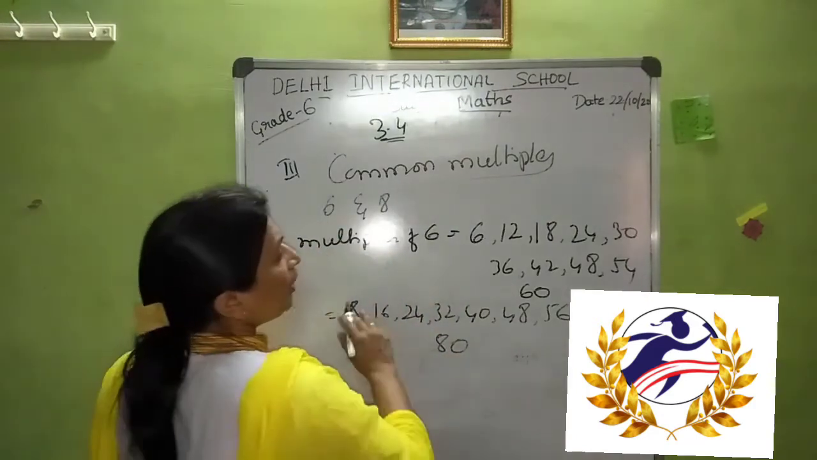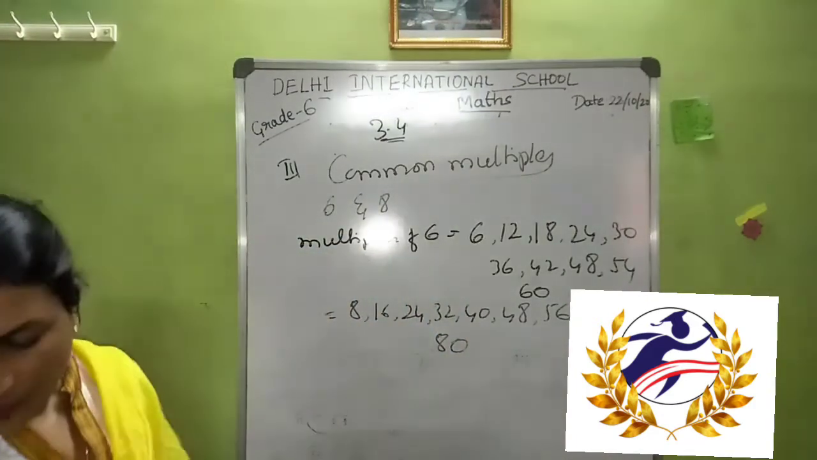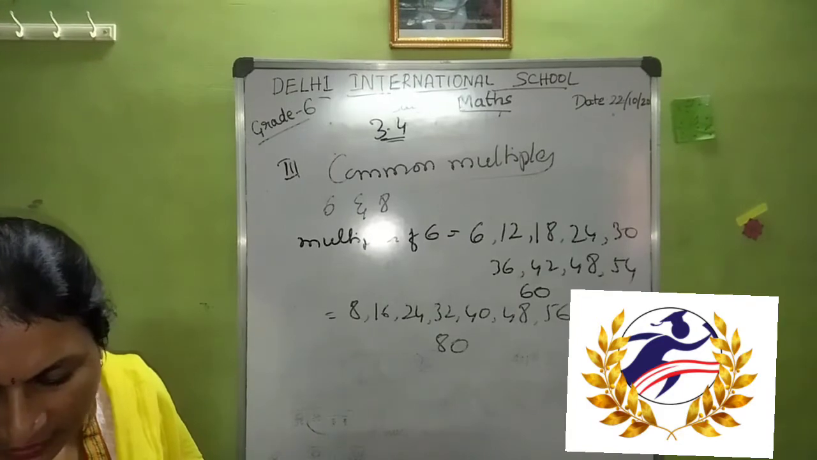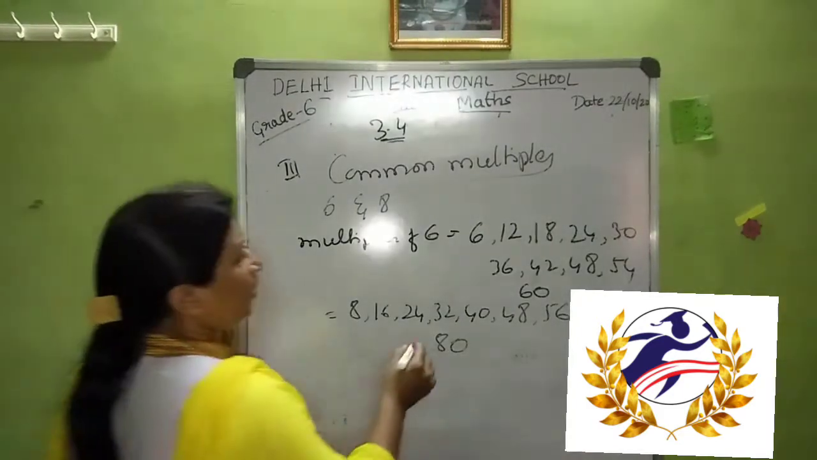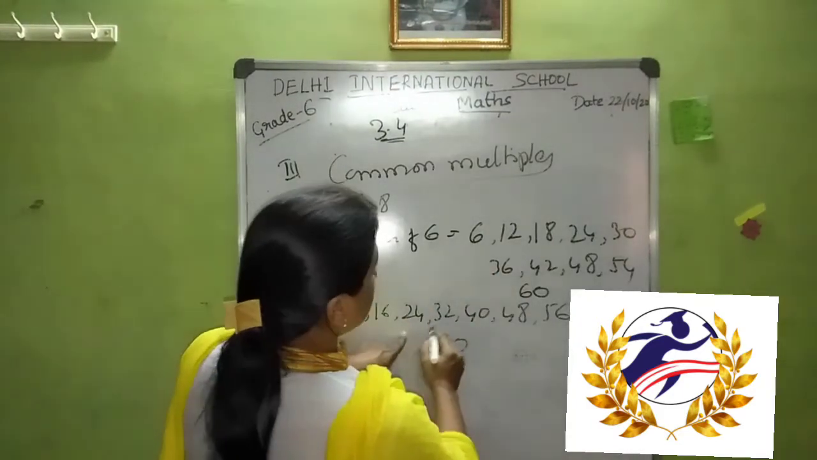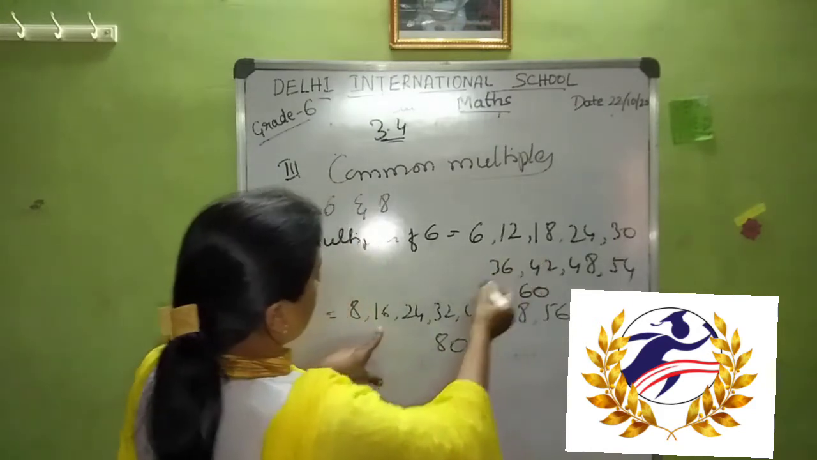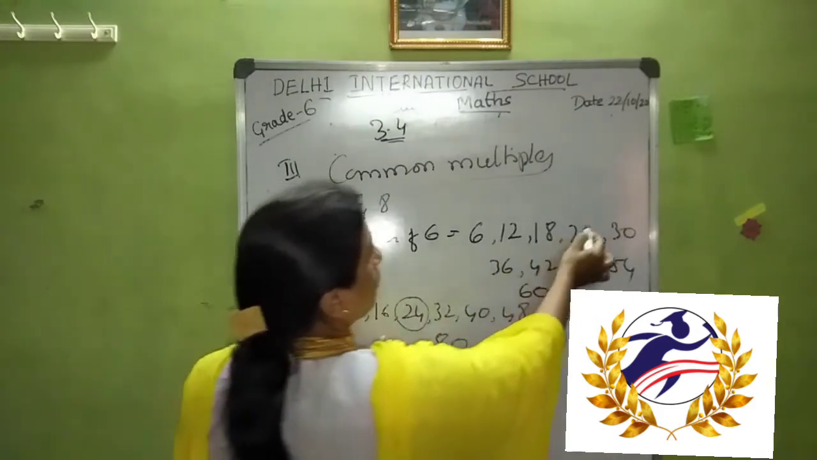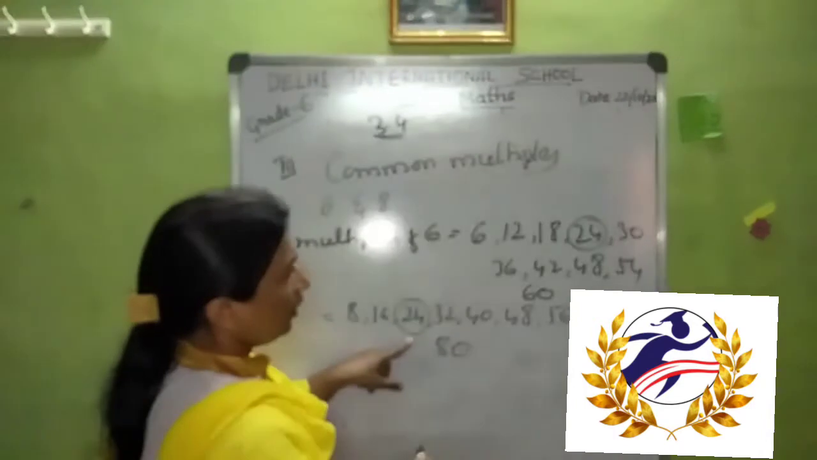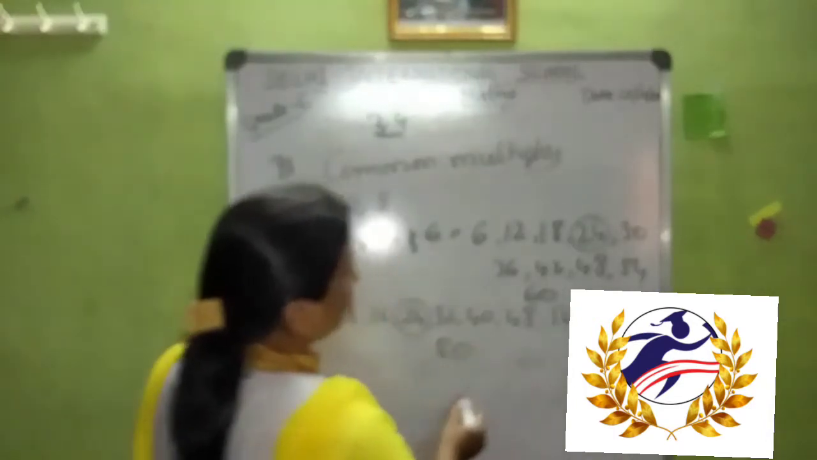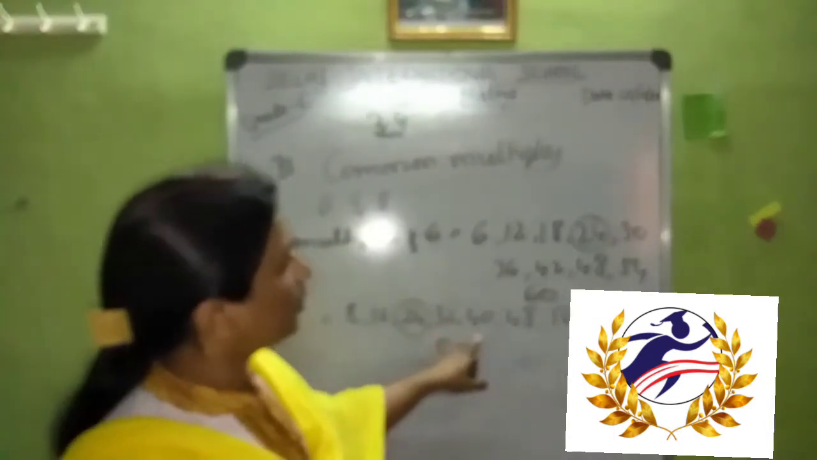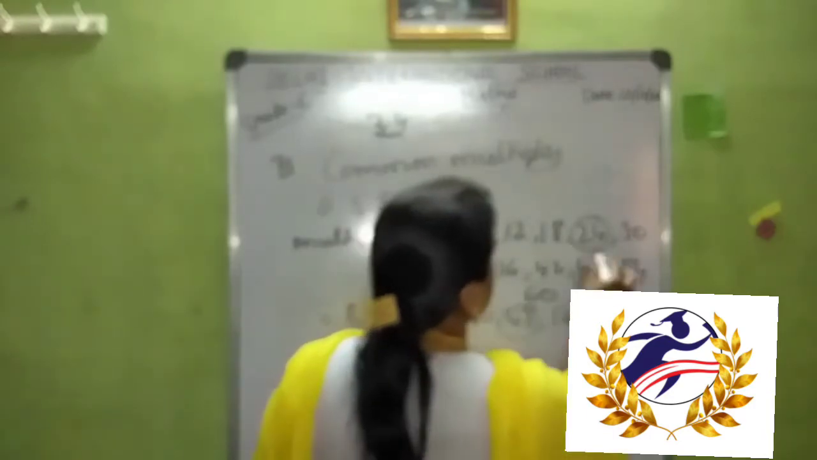Okay, so like this we go on writing to find common multiples. They have asked for only 3 common multiples. So one is, I think, 24. 24 is one, and then 40, then 32 is not there. 48 is the next one.